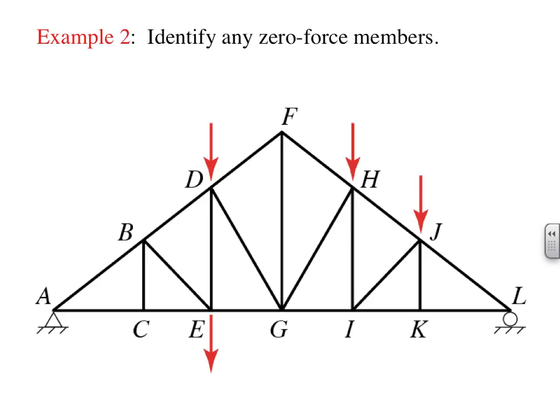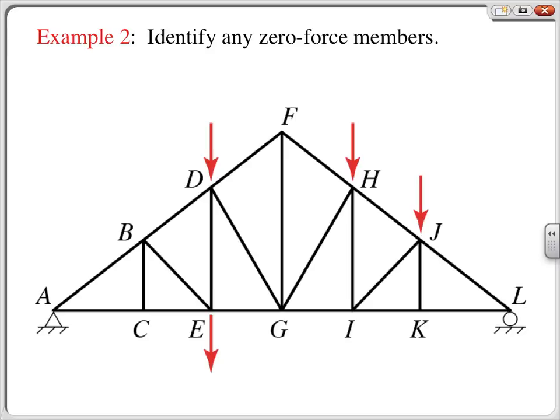Example 2 shows a truss with 21 members and 12 joints. This is clearly an example where it would help to identify zero force members before we proceed further. As we scan the truss, our first impulse should be to look for joints involving three members, two of which are collinear with no external load applied to the joint. Two locations jump out at us. Joints C and K, where BC and JK are identified as zero force members.